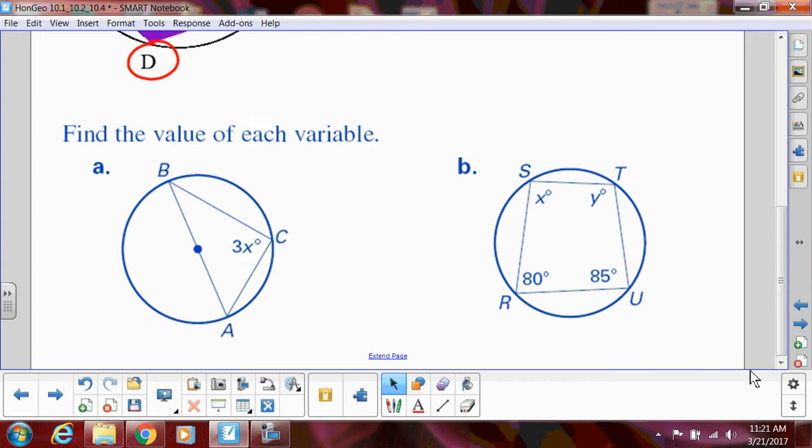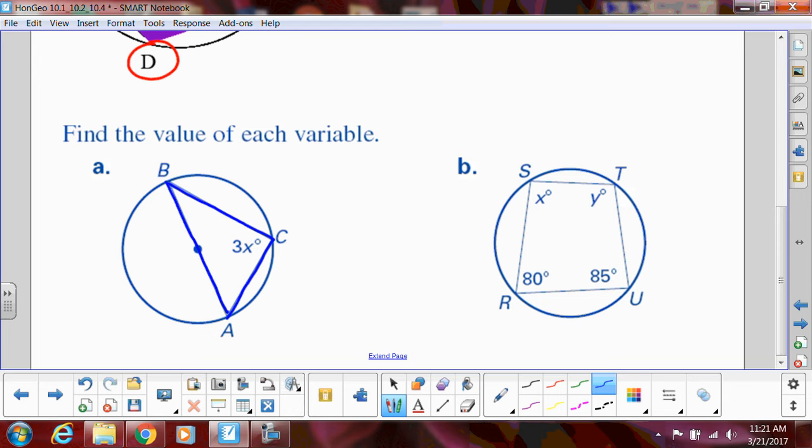If we were to find the value of x in this one, notice that angle C is inscribed in a semicircle, and we know that because this is a diameter. That makes this a 90-degree angle. So 3x equals 90, so x would have to be 30.